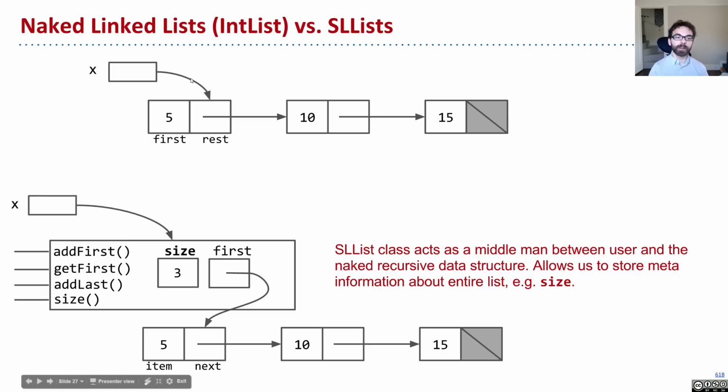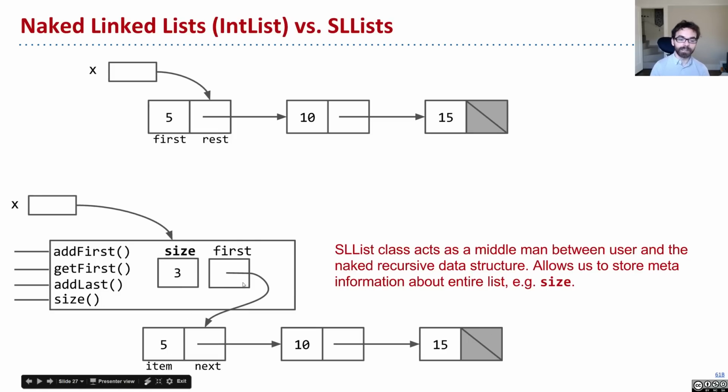Let's look at a visual that compares our naked recursive data structure with our SList in the context of caching. So before we said SLists have this nice advantage that whenever you want to manipulate the data or see the data, you have to go through this middleman. This middleman provides you with very easy to understand methods that are guaranteed safe and keep you from shooting yourself in the foot in various ways. Now, another nice advantage of the SList structure having this middleman is that it serves as a natural place to store meta information about the entire list. So for example, we can store the size of the list here.